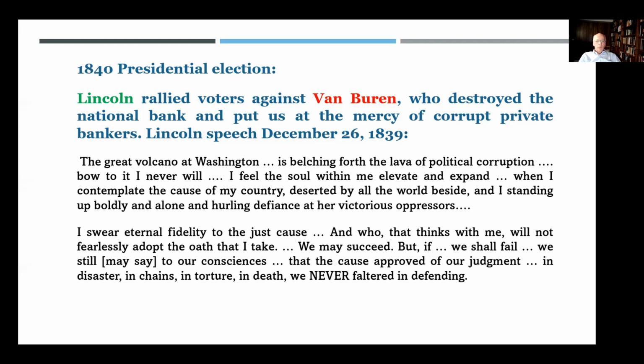I feel this whenever I feel the soul within me elevate and expand when I contemplate the cause of my country, deserted by all the world beside, and I standing up boldly and alone and hurling defiance at her victorious oppressors. That does not mean impotent sloganeering against bankers or against anybody. It means having a concept of how we are going to govern and what we're going to do. What's our policy? How we're going to put together this kind of a successful government.